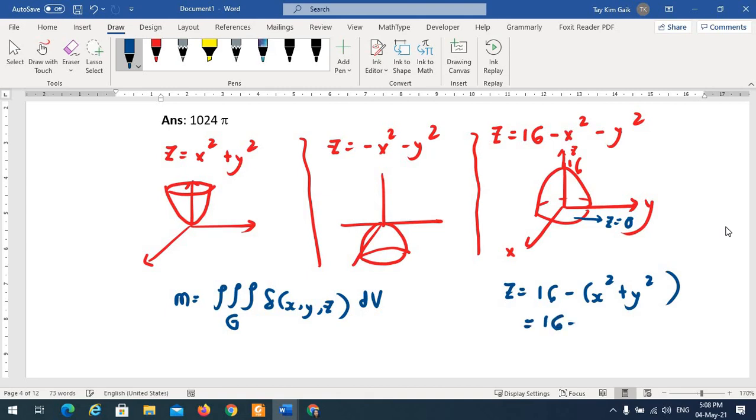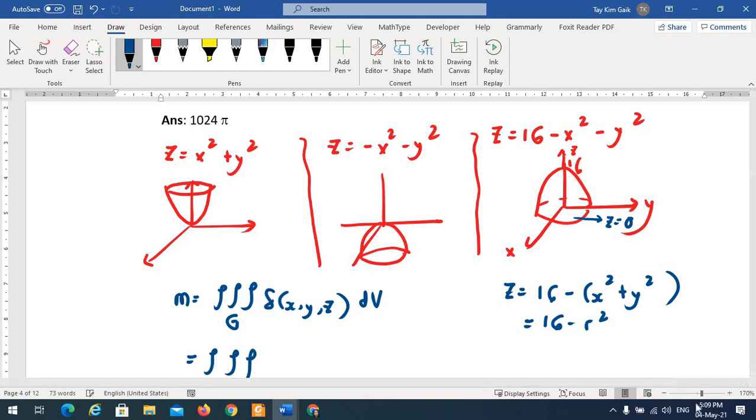So 16 minus r squared. When you have the term x squared plus y squared, or you have the surface of a paraboloid, cone, sphere or hemisphere, we can use cylindrical coordinates to make it easier, compared to using Cartesian coordinates. So that's why here we are going to use cylindrical coordinates.